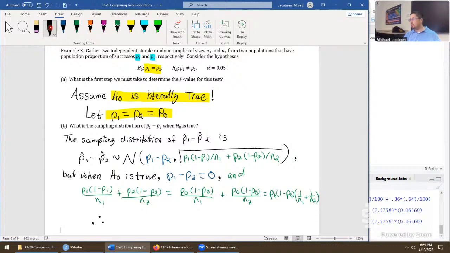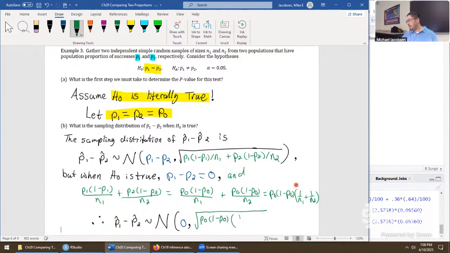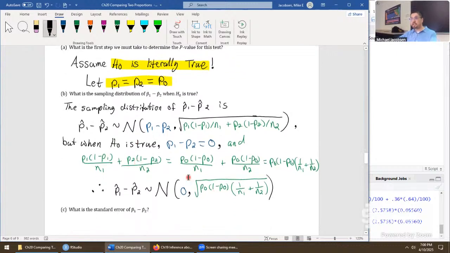Here's our overall conclusion. Therefore, p hat 1 minus p hat 2 is approximately distributed normally with the center exactly at 0 and the spread, the standard deviation being square root of all this stuff right here, p naught times 1 minus p naught times 1 over n1 plus 1 over n2. So our central limit theorem takes a whole different form.